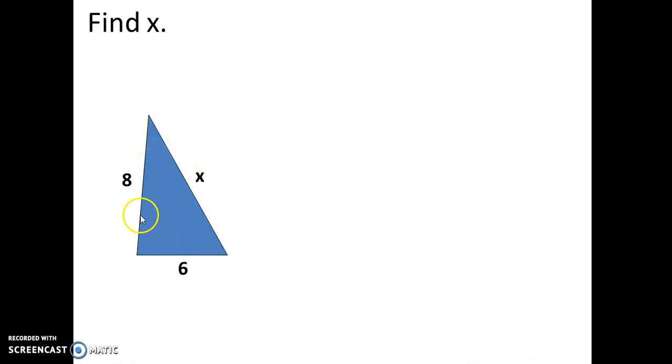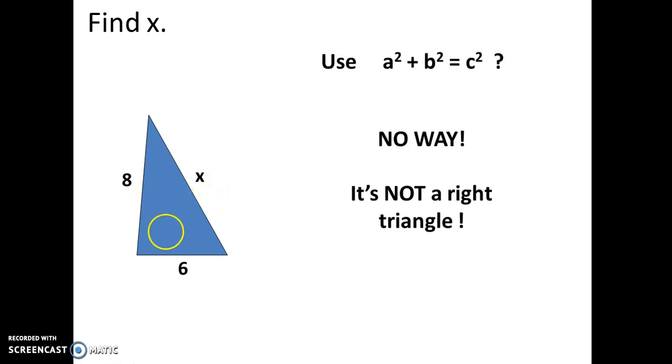Let's look at another one. Let's find x here. Well, let's use Pythagorean theorem, right? No way. This is not a right triangle. It might be, but we don't see the little box here to show us it's a right triangle. And actually, if you look at the angle, it doesn't look like a right angle. If it's not a right triangle, we can't use the Pythagorean theorem. So this question we're going to leave unsolved.